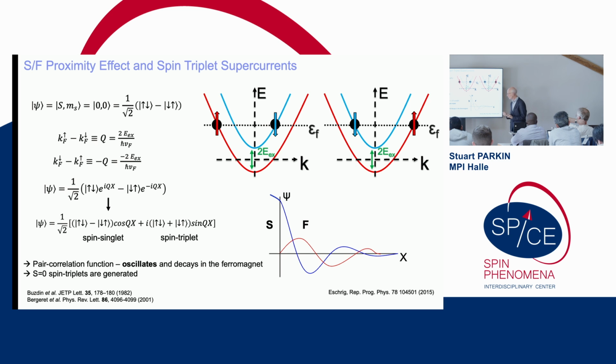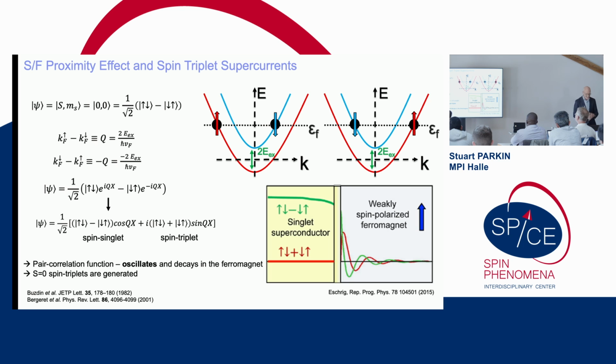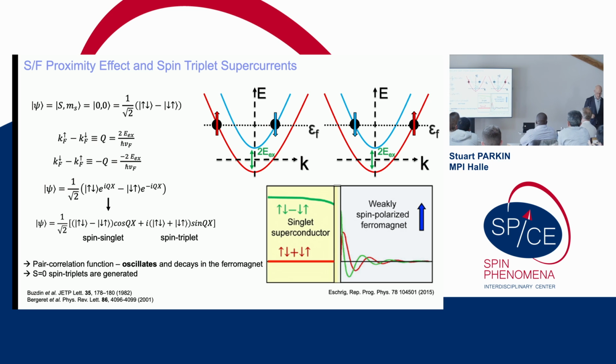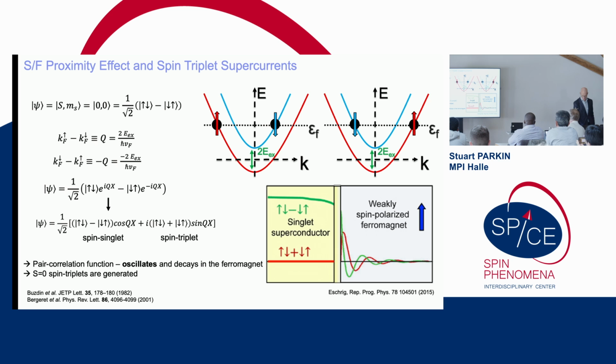I want to show you, how much time do we have? Oh, 3 minutes, so there we are. I want to show you how we could do that in a highly abbreviated form. This was work by Bozdin 40 years ago, and then Sébastien Bergeret came up with the concept that to sustain the triplet supercurrents, you need to introduce them into a system with non-collinear spins.